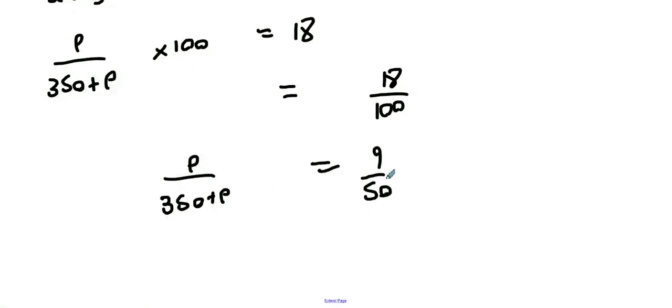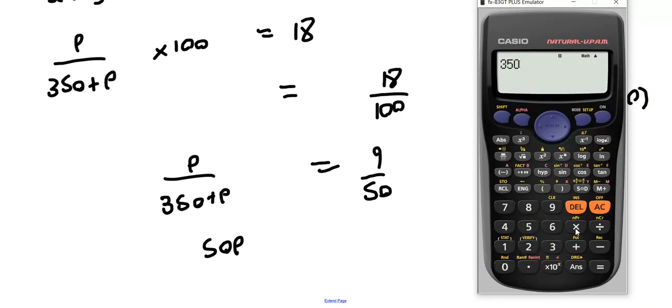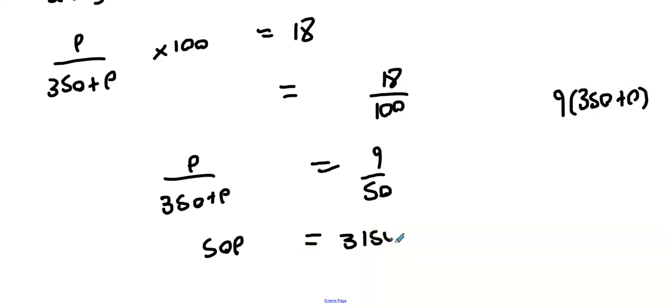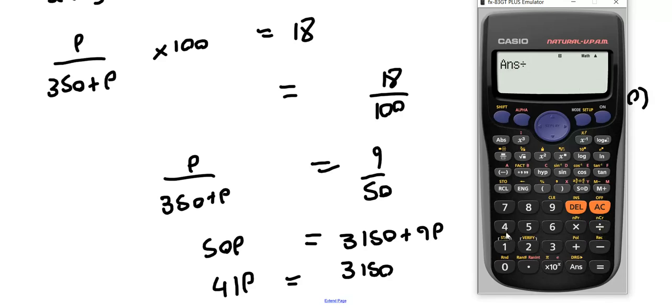Now we're going to cross multiply. 50 is going to multiply by P. 50 is division on the right, which will make it multiplication on the left, 50P. The 350 plus P will have to multiply by the 9 because it's division on the left, which will make it multiplication on the right. 350 by 9, I think is 3,150. So 3,150 plus 9P. Bring the 9P to the other side. It's 50P take away 9P, which would be 41P. 41P equals 3,150. And divide that by 41.